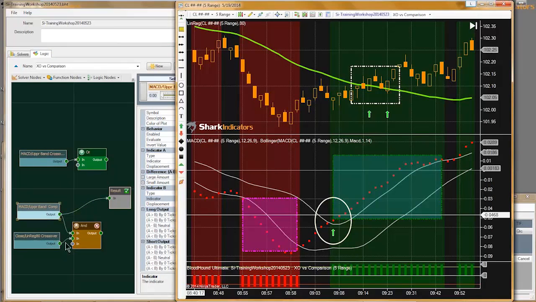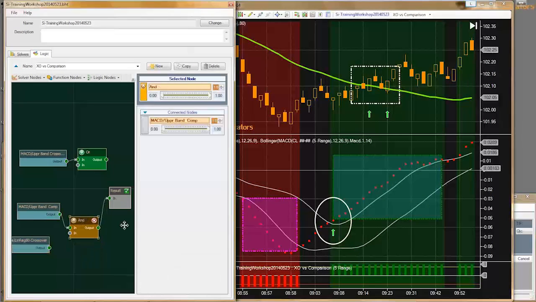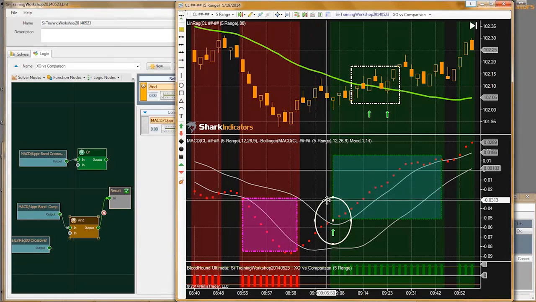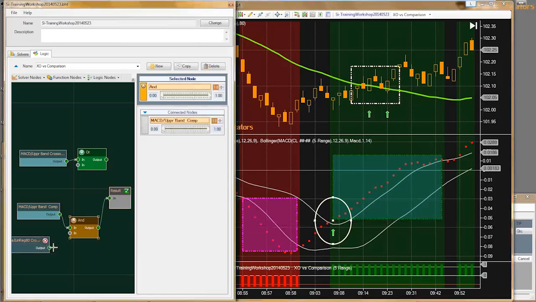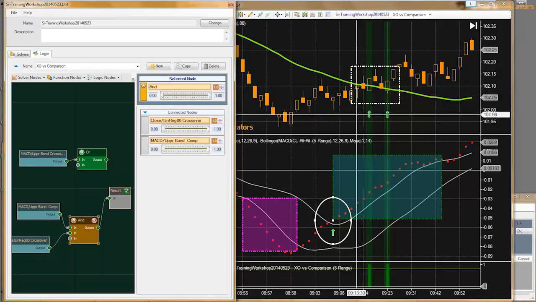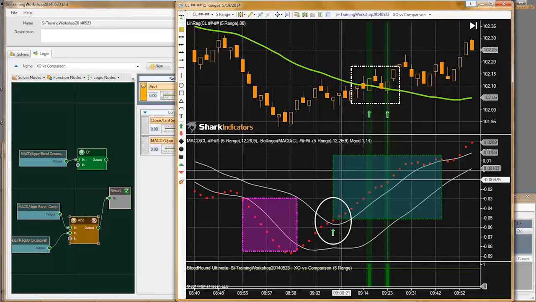So let's just take a look at this again. All right. So the comparison solver is basically detecting condition 1, making sure that the MACD is in the right relationship with our Bollinger Bands. And then the crossover solver actually triggers the trade. So we have to wait for price to cross our linear regression before we take the trade.